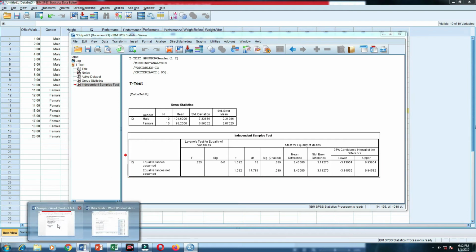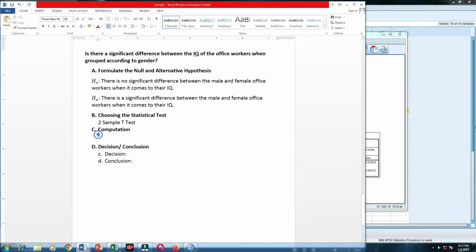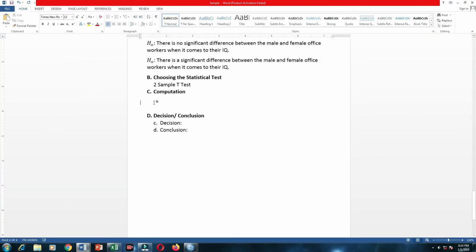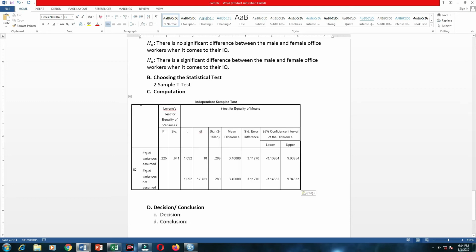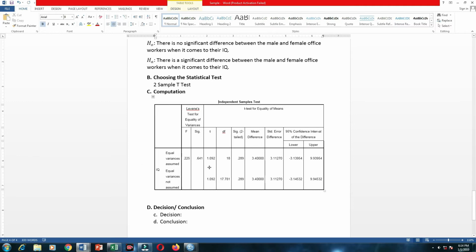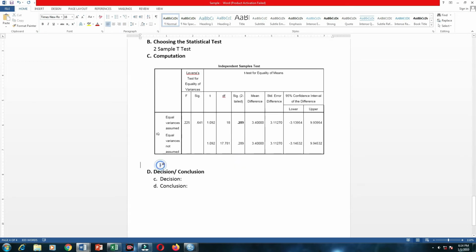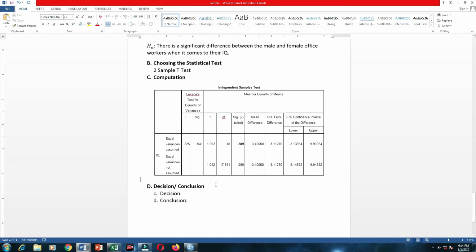Then we go to our data for the computation, and then we paste. Okay, so we have here, since we use this 0.641 for equal variance assumed, we are going now to get this as our answer. So, 0.289. Okay, so let's make now our decision.